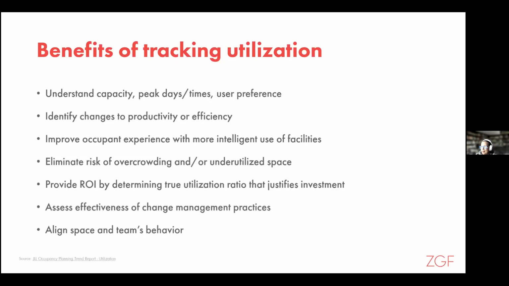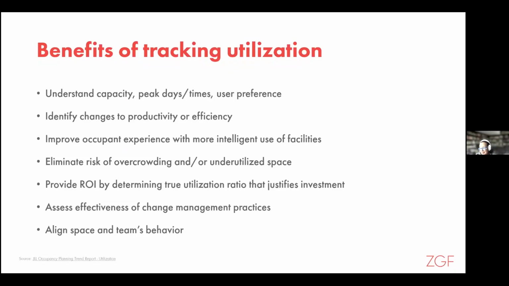You can have better, more intelligent use of your facilities. You can eliminate the risk of overcrowding. This was the big one during COVID, of course. But also now there's a lot of worry about underutilized space, which connects to the ROI, right? You're investing a lot of money into your space. You want to make sure that it is utilized. And so having that true utilization ratio is really helpful to justify some of those investments and make sure that you're supporting your people. It also helps to assess the effectiveness of change management practices.